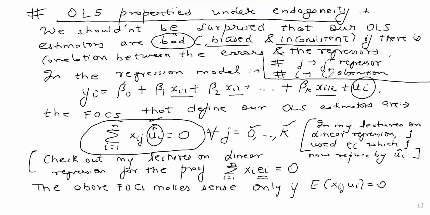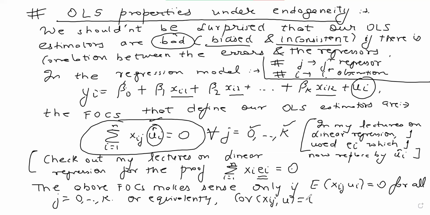So I can say that the above first order conditions make sense only when for the jth regressor, the expected value of xij ui is equal to 0, for all j taking values from 0 to k. And equivalently, what does this mean? We all know it's nothing but the covariance. The covariance between xij and u is exactly equal to 0 for all j taking values from 0 to k.